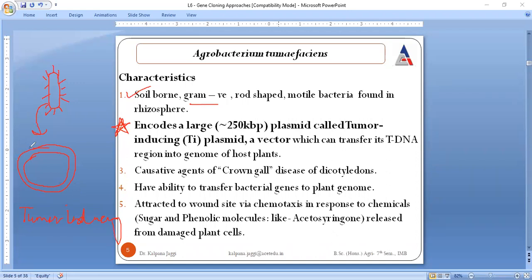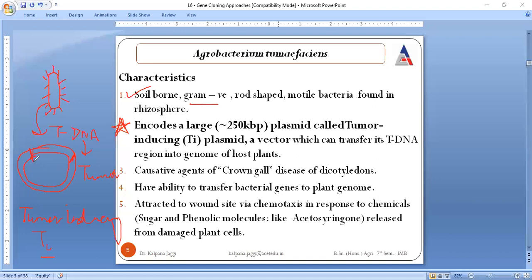The reason behind it is that it has a part called tDNA, and this tDNA consists of the genes that give rise to tumor. So this is the reason this plasmid is said to be a tumor-inducing plasmid, abbreviated as Ti: tumor means T and inducing means I. So it is said to be the tumor-inducing plasmid. So this is a vector. Plasmid is often referred to as a vector.